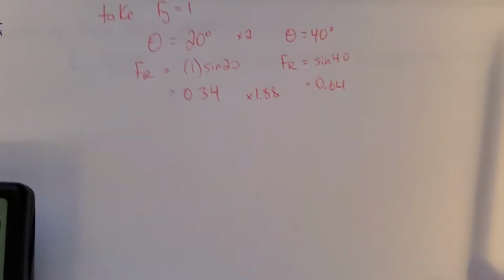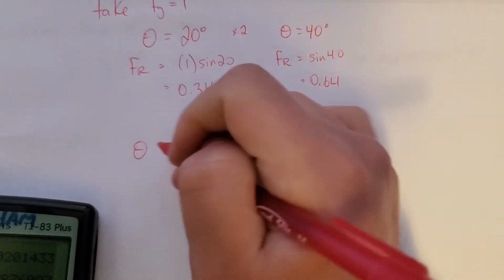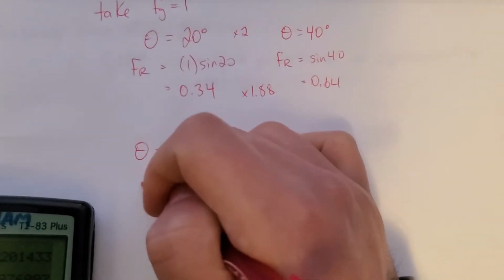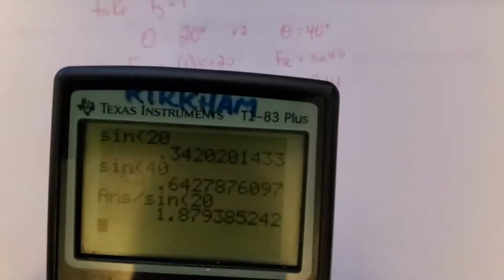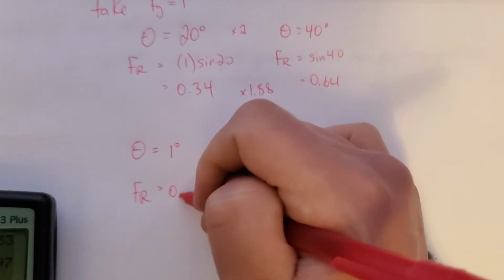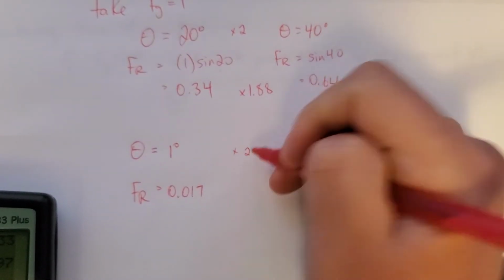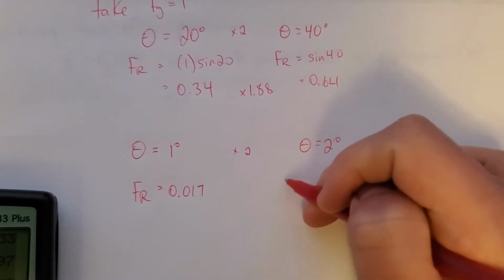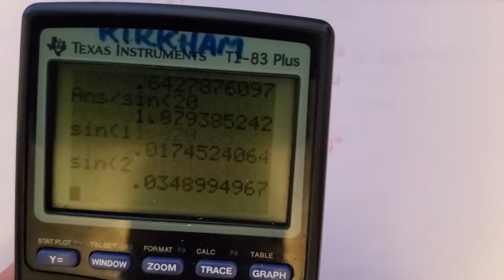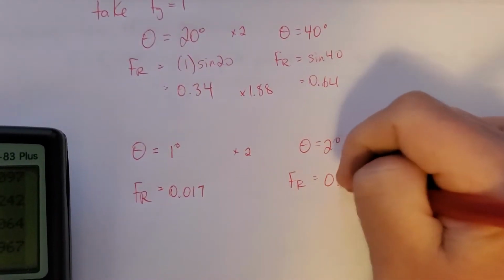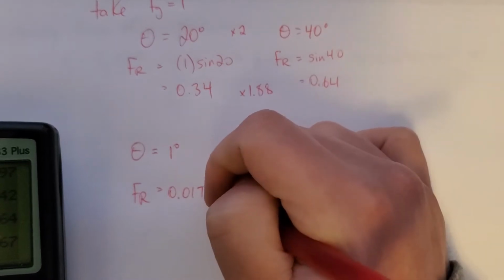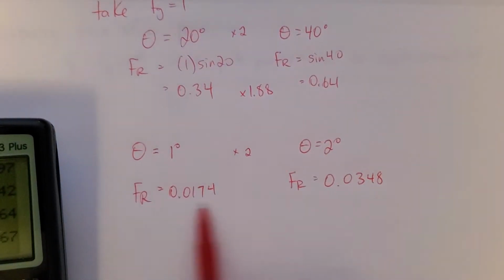But now I want to show you something really, really cool. Let's take a smaller angle. Let's say theta equals 1 degree. Then the restoring force is 0.017. Now let's multiply that by 2. I'll do sine of 2 degrees. I get 0.0348. This was actually 0.0174. Check that out.